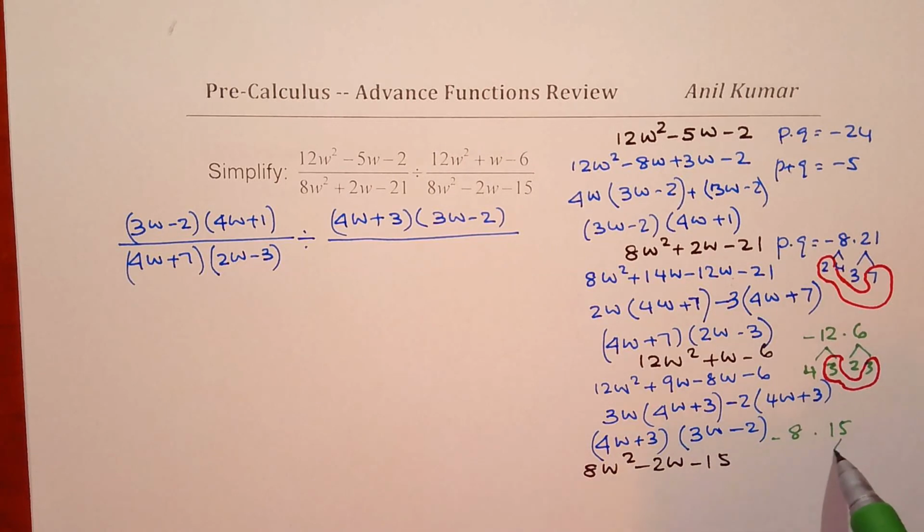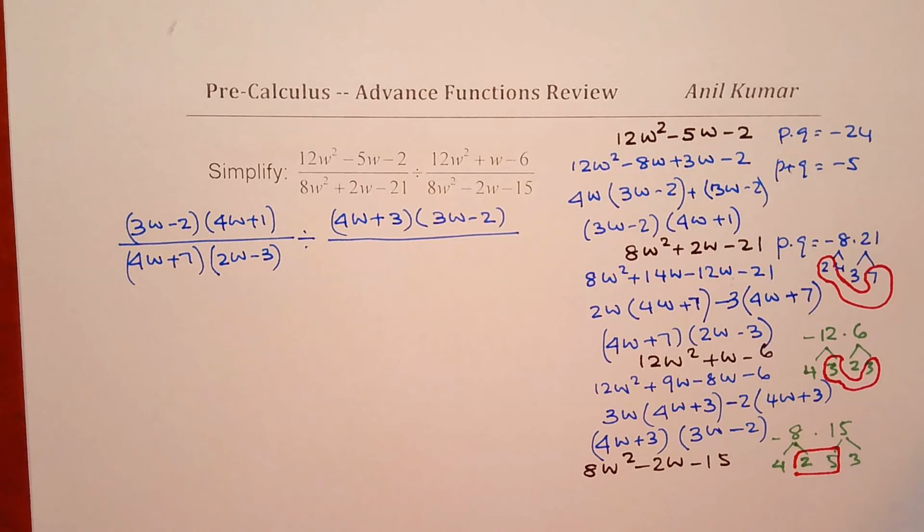15 could be written as 5 times 3, right? And we need a difference of 2. Okay, so 8 could be written as 4 times 2, for example. So if you multiply 5 with 2, you get 10. 4 with 3, you get 12. That has a difference of 2, right? So if you multiply these two, you get 10, and those two, 12.